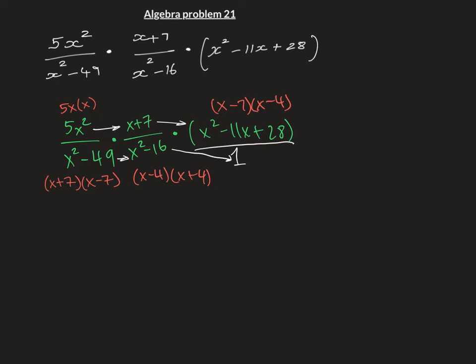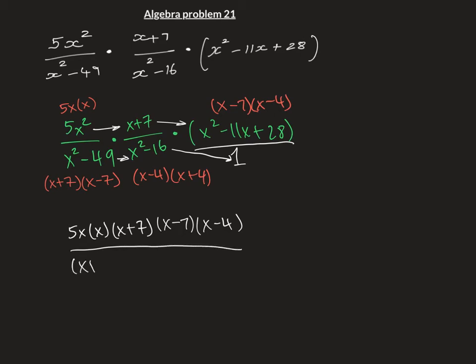So now, let's combine it and see what we have as a full equation. So now we get 5x times x plus 7 times x minus 7 times x minus 4, divided by x plus 7, x minus 7, x minus 4, and then x plus 4. And, of course, you don't need to add the 1 because that'll just keep the equation the same. Now, what do we do from here?